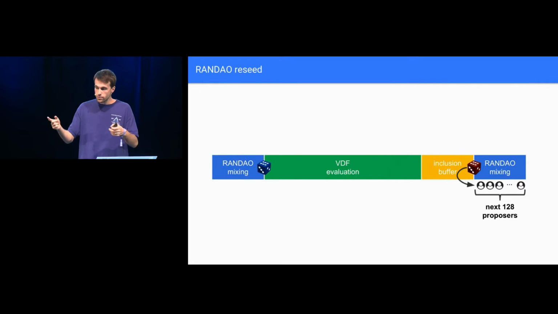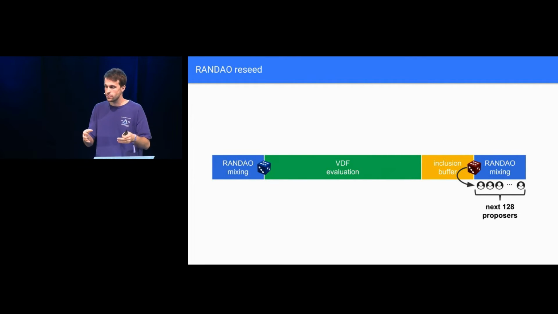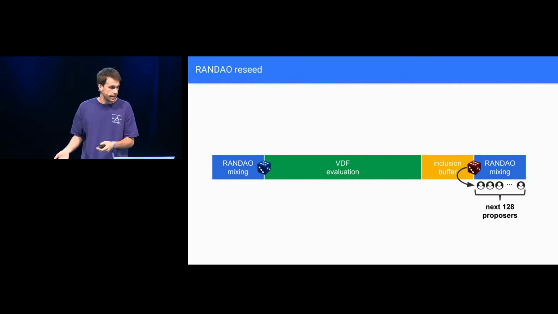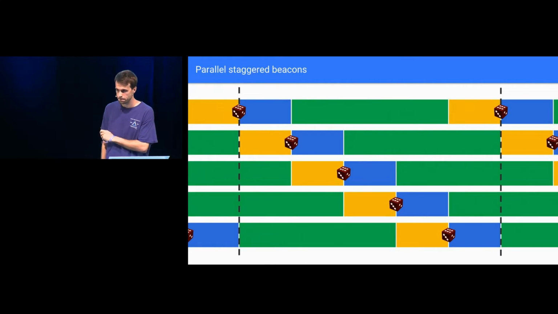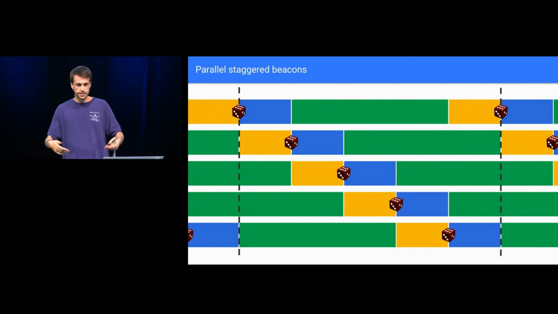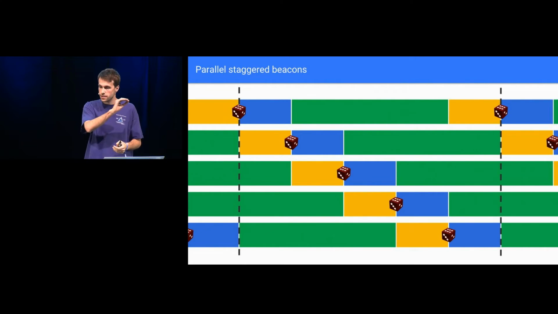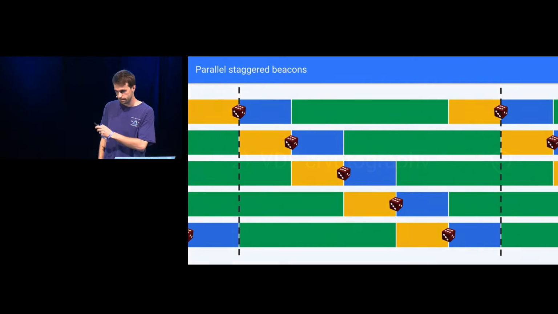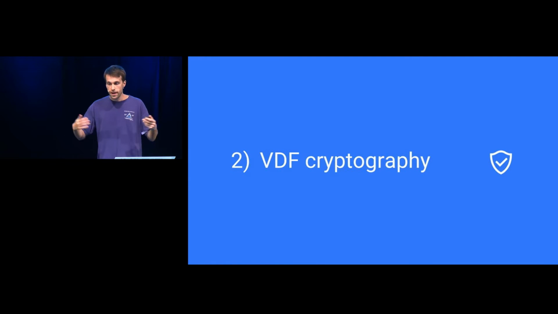And what we do is we basically have a recursive construction. So we use the strong randomness, the unbiasable randomness, to reseed the next 128 proposers. And also another thing that we want is a new random number at every epoch. We want a reasonably fast generation of these things, and so we're going to have parallel randomness beacons, and they're going to be staggered in this fashion. Okay, so that's it for the randomness beacon.